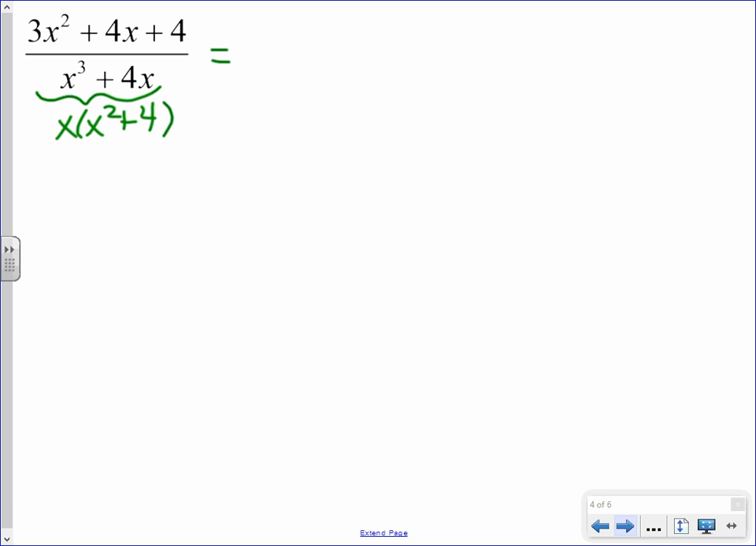So Finn, what did you write for yours? I had A over x plus B over x squared plus 4. This is what Finn wrote. Do you agree or disagree? Caroline? Okay, Caroline asked, wouldn't it be bx plus c over x squared plus 4? Then what do you think about that? I don't know, that's what I was thinking it could be.